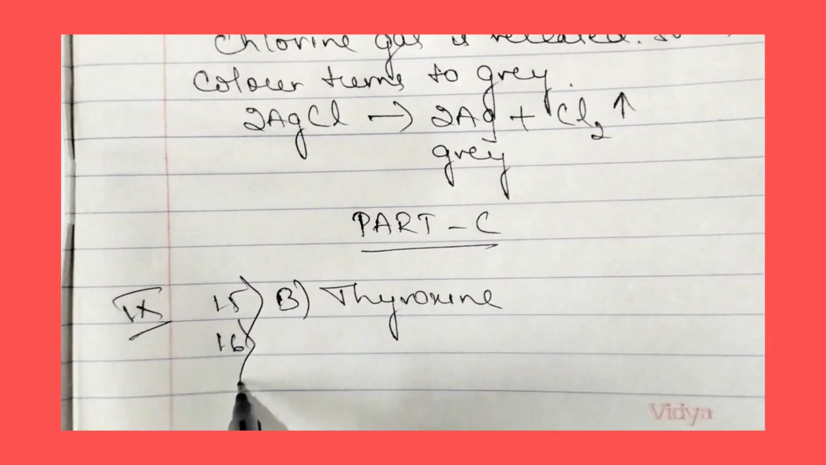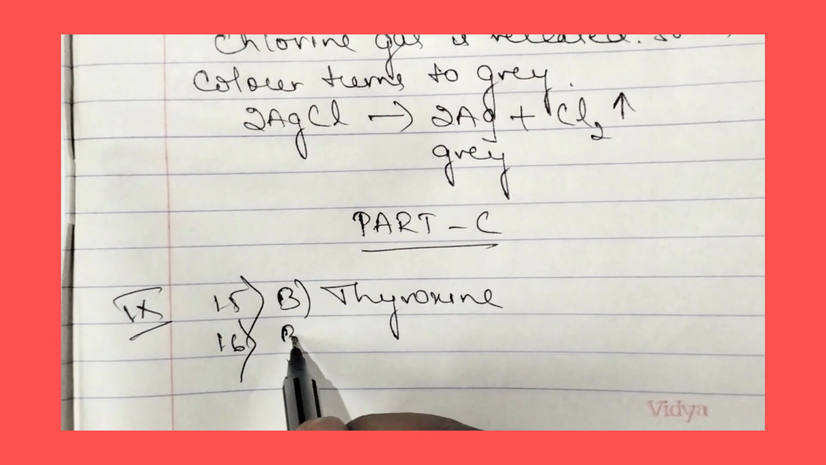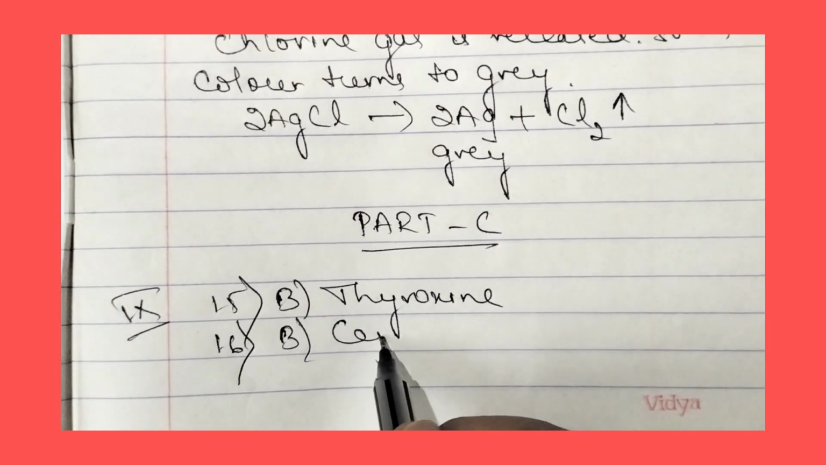Now let us move to the 16th question. Dash part of the brain works when a question is being asked by the teacher in a classroom? Midbrain, cerebrum, cerebellum, medulla. Among these four, the right option is option B, cerebrum, because it is the thinking part of the brain. So for the 16th one, the right answer is option B, that is cerebrum.